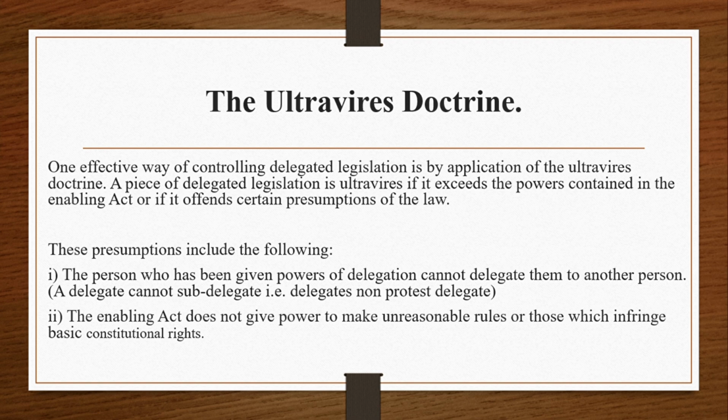So those are the four mechanisms that are used to control delegated legislation: the ultra vires doctrine, the judicial scrutiny, the consultative process, and the parliamentary veto.